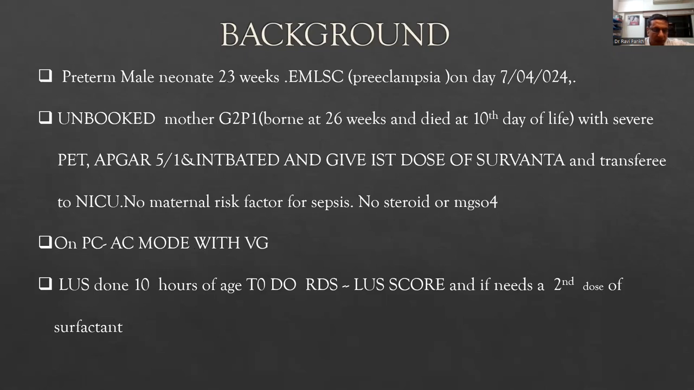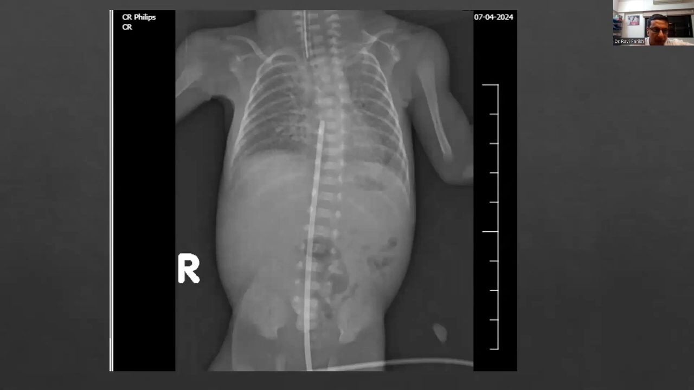We put him on pressure control AC mode with volume guarantee. Lung ultrasound was done at 10 hours of age to do the lung ultrasound score and decide if needed on the second dose of surfactant or not. Is it the X-ray on admission? This is reticulation and granulation, ground glass appearance and reticulation.